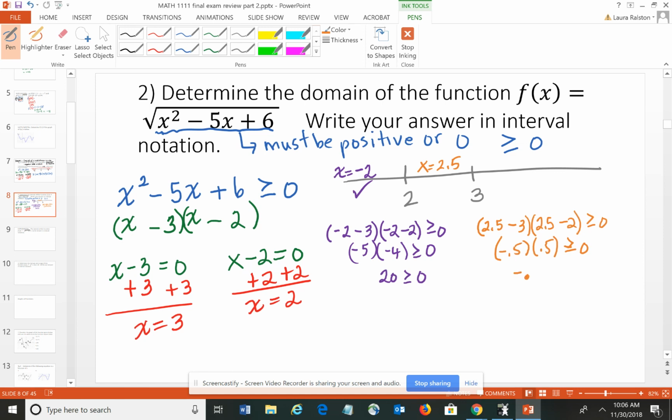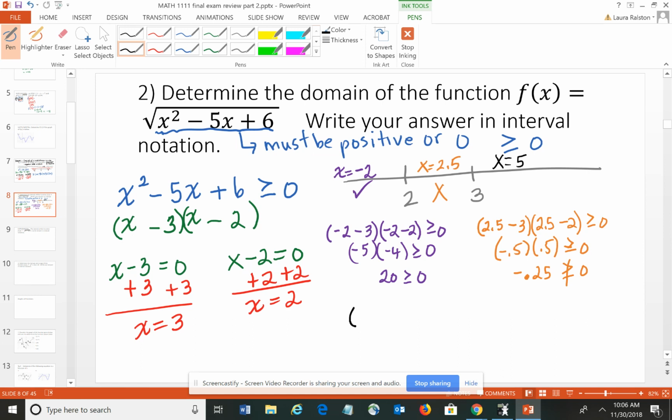That gives me -0.25, which is not greater than or equal to 0. So it doesn't work in this region. And then finally, I need to check it for a value bigger than 3. So let's maybe use the value of 5.